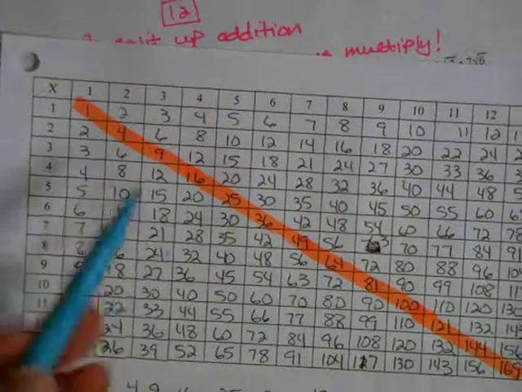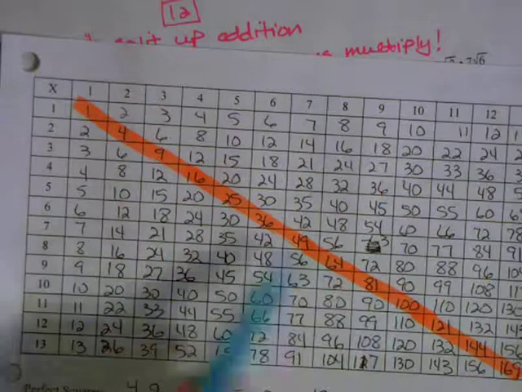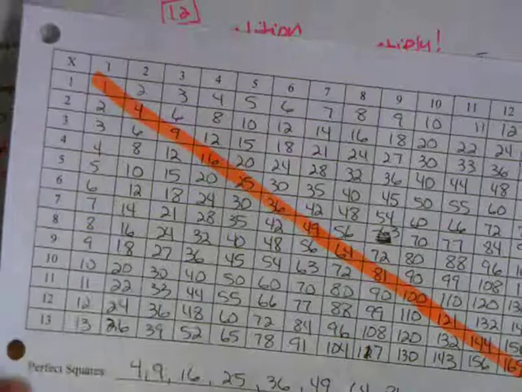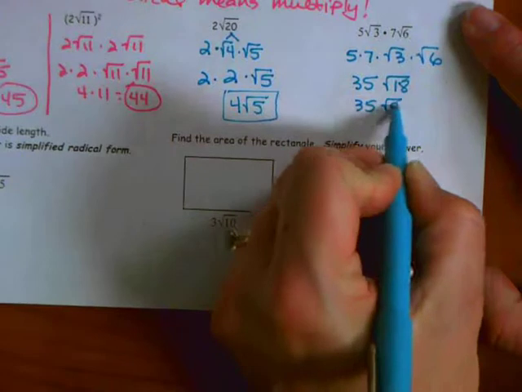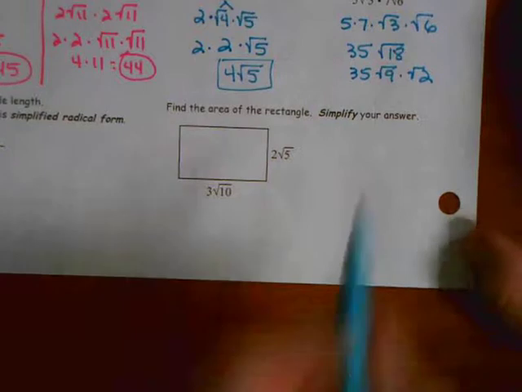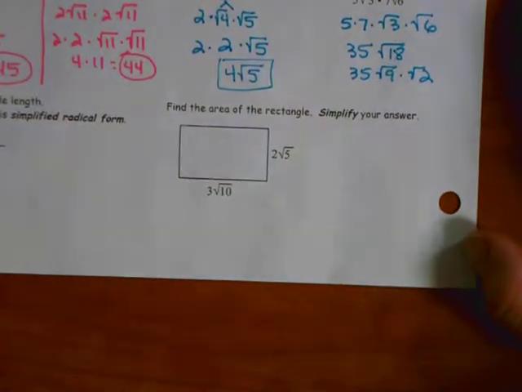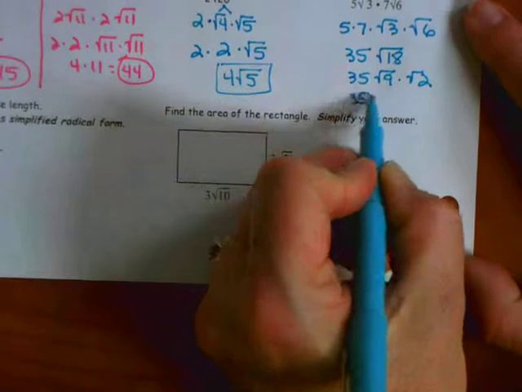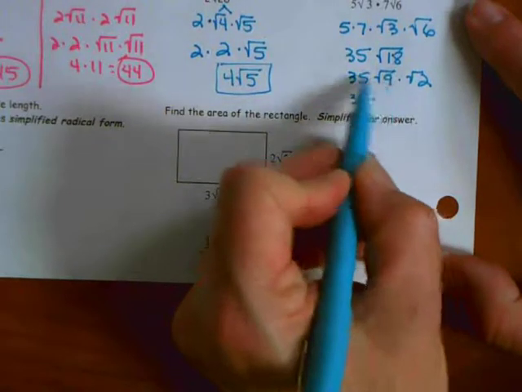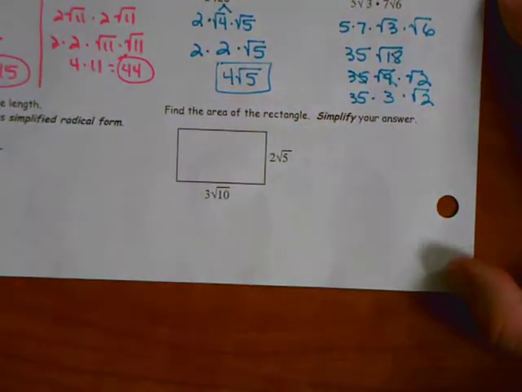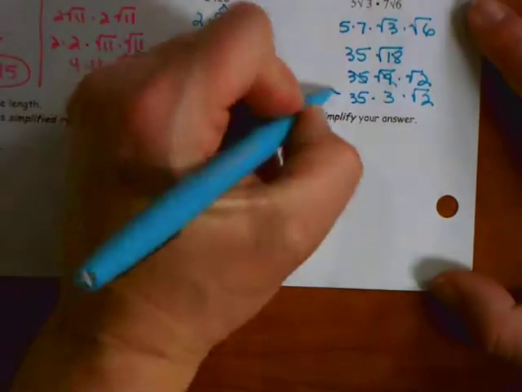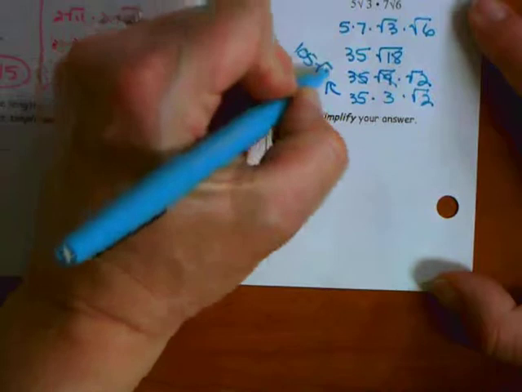Does 18 have a factor that's a perfect square? 9. Oh, isn't that nifty? Now I could take it further. I could write it as 35 times the square root of 9 times the square root of 2, because that's the same value as 18. And then the last thing I can do is 35 times, what's the square root of 9? 3 times the square root of 2. And then I multiply 35 and 3. So it's going to be 105 times the square root of 2.